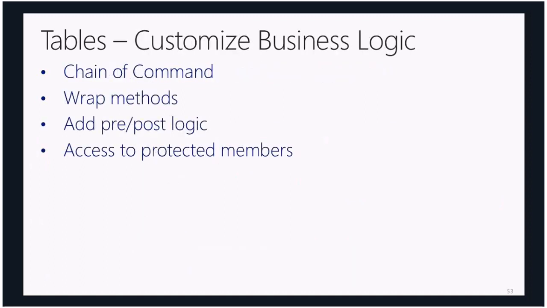Finally, you have the ability to wrap existing methods using the chain of command functionality. This allows you to add pre- and post logic to methods with the additional benefit of access to protected members and the ability to add transaction blocks and error handling, which is lacking in the pre- and post-event handlers.